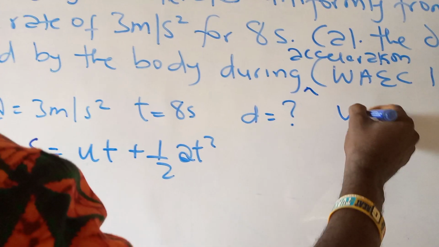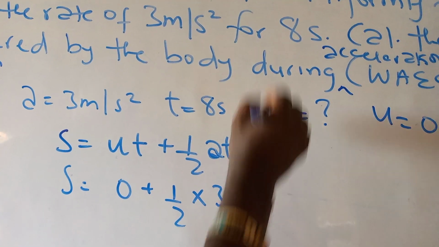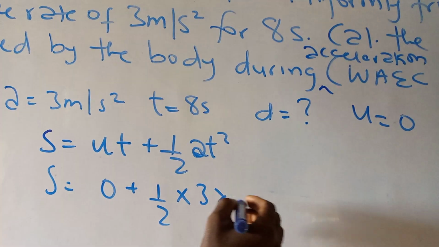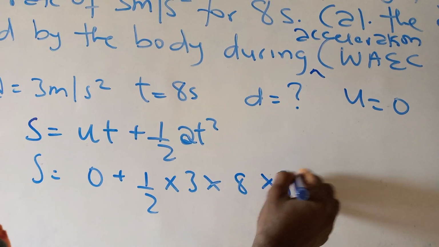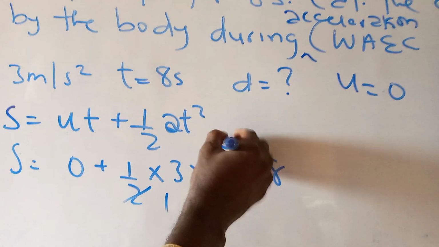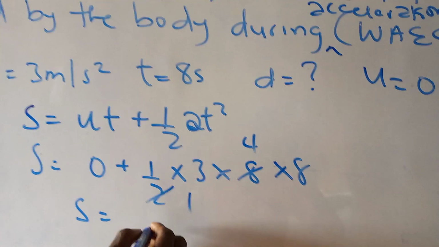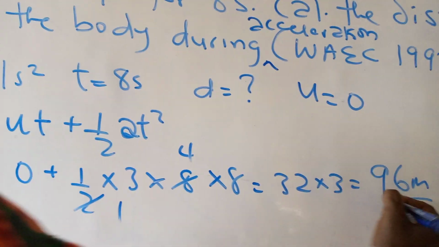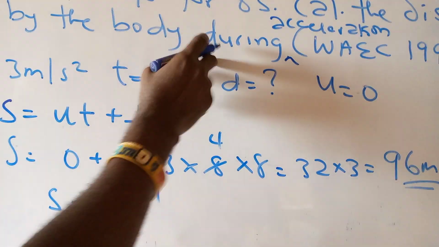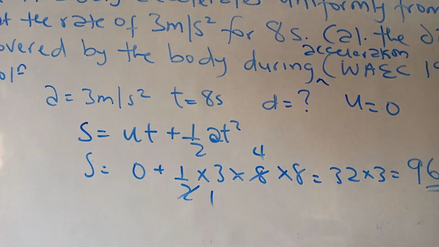S equals, and it says it is from rest, which means initial velocity is 0. So that's 0 plus half times 3 times, and the time is 8, which is 8 squared. And 8 squared means 8 times 8. So half of 8 is 4. So S equals 4 times 8, which is 32. 32 times 3, which is 96. Which means the distance covered by the body during acceleration is 96 meters.